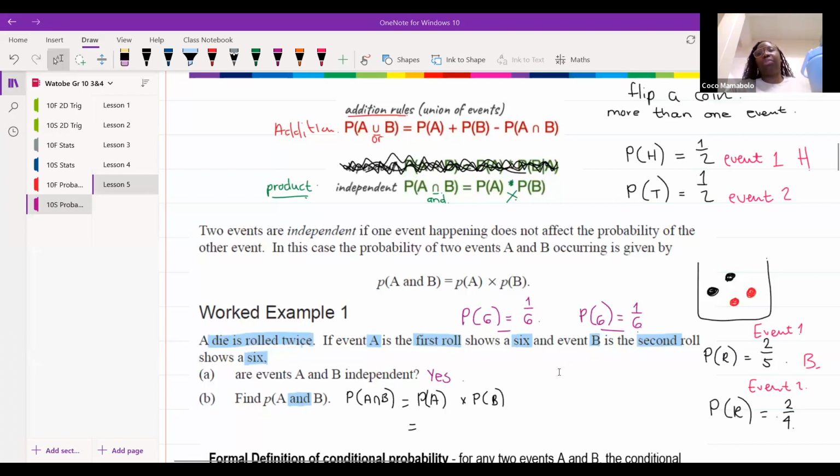Sorry, Tiana, the union would be the addition rule, and I'm going to explain what the addition rule does. We're going to get to that in just a bit. Nicely done, Asbonge, that's correct. I know that the probability of event A was 1/6 times the probability of event B, which was also 1/6. So the probability of event A and B happening one after the other is 1/36. Beautiful.